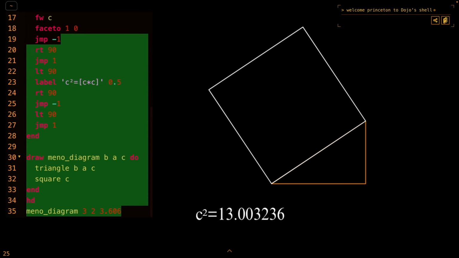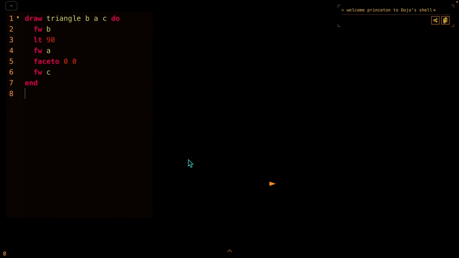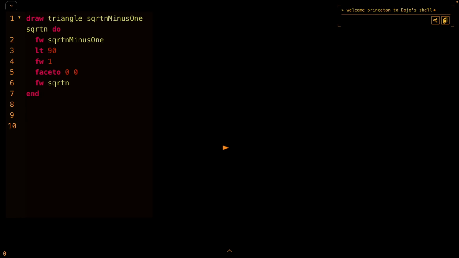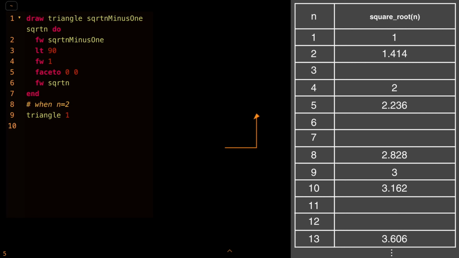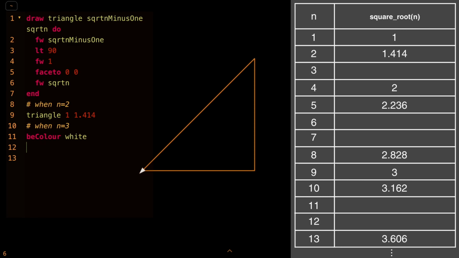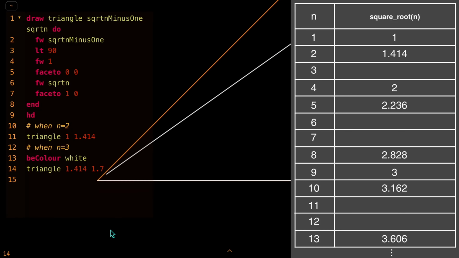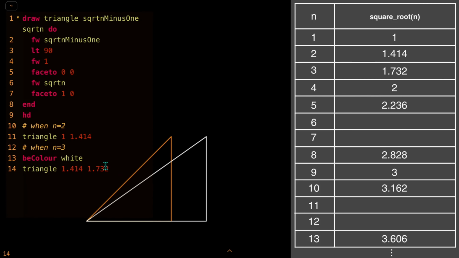Looking back at just the code for the triangle, we can edit the name of the variables in terms of n. Since the height of the triangle A will always be 1, we don't need the variable a anymore. The variable b changes to square root n minus 1, and the variable c changes to square root n. If we coded this right, then we can draw the triangle for when n is equals to 2. After that, using square root 2 as the base, we can draw the triangle to find the missing square root 3, which is 1.732.